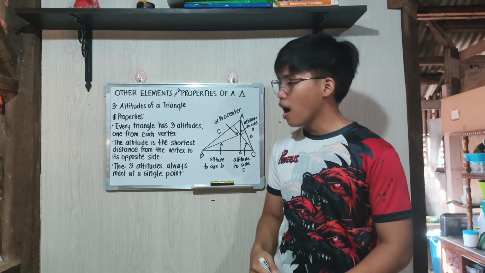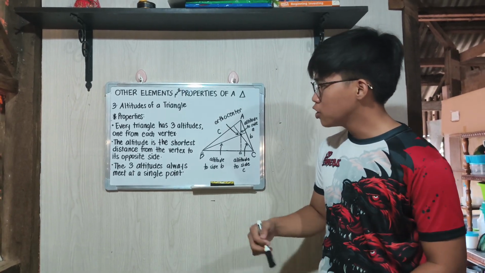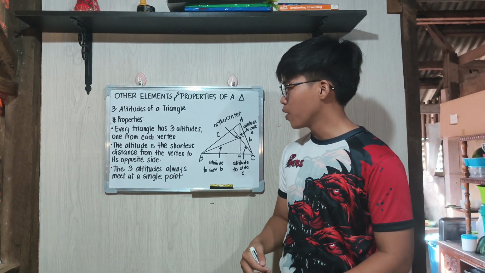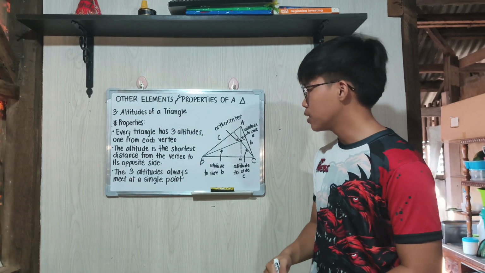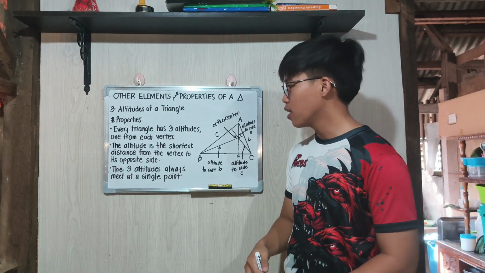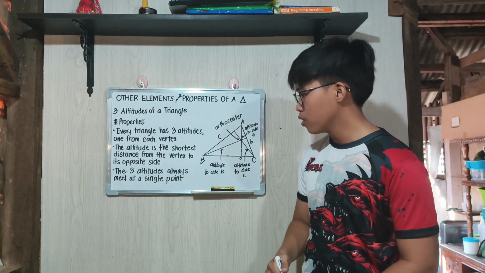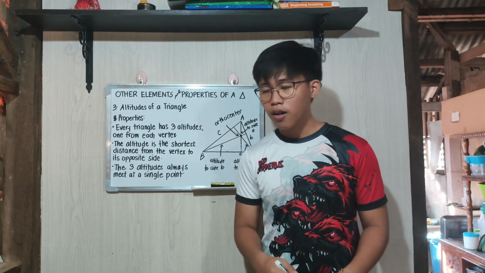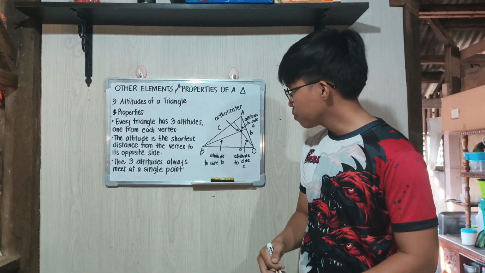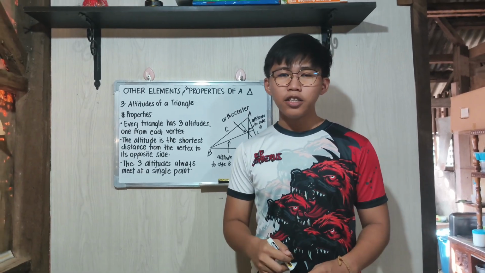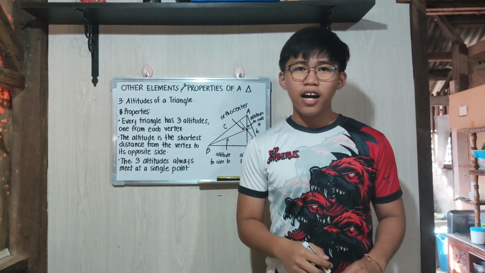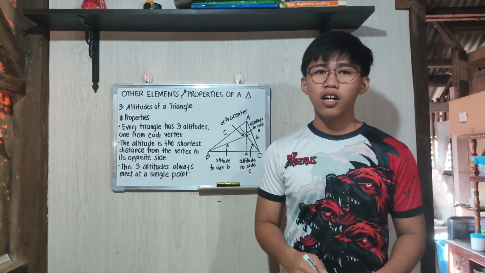Next, the altitude is the shortest distance from the vertex to its opposite side. Next, the three altitudes always meet at a single point called the orthocenter. So, an altitude may lie outside or inside a triangle.